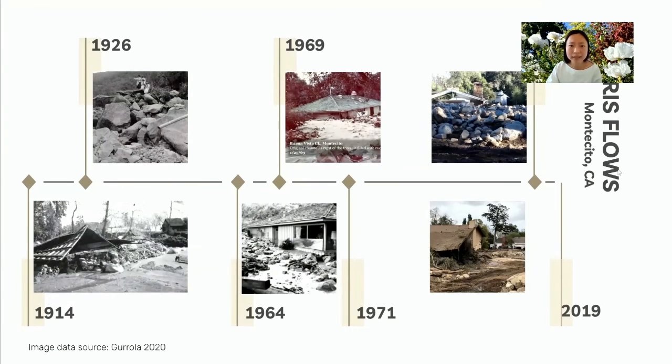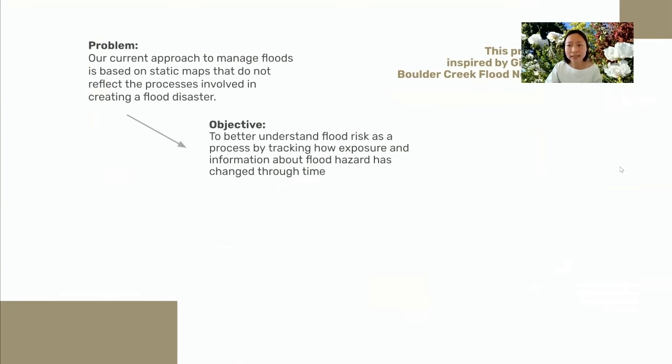Debris flows in Montecito are a natural process, with at least 6 debris flows and debris-laden floods happening over the past century. While these processes are natural, the key issue here is that people repeatedly build and rebuild structures, especially homes, in these areas that are highly prone to historic debris flows. And this has led to significant property damages and casualties in the past. And so with this issue in mind, our objective is to understand flood risk as a process by tracking how exposure and information about flood hazard has changed through time.